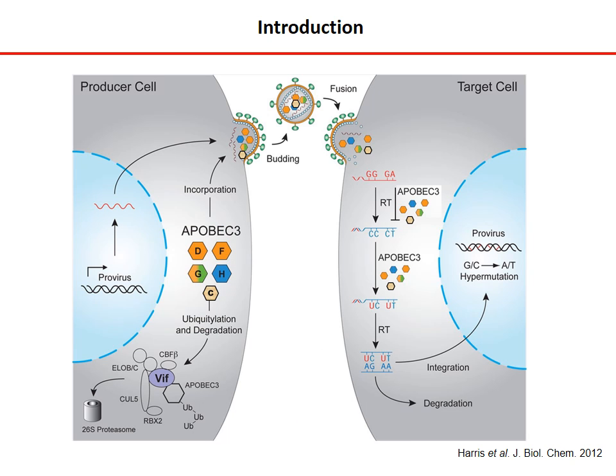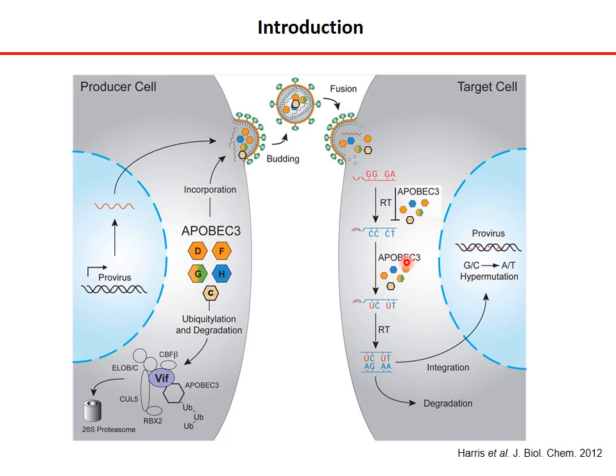In absence of Vif, the APOBEC3 proteins can get incorporated in the budding virions along with viral RNA. When these virions infect new target cells, the APOBEC3 proteins can inhibit viral replication by 3 mechanisms. First, they can bind to viral RNA and directly inhibit reverse transcription in a deaminase-independent manner.